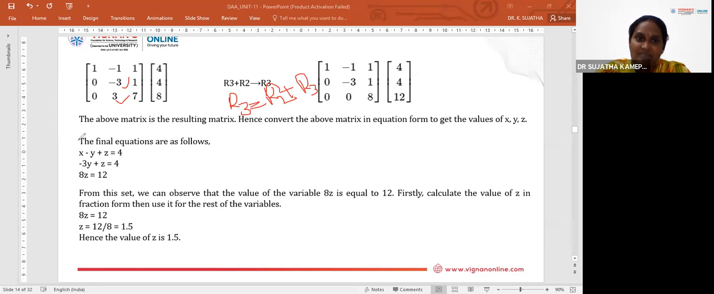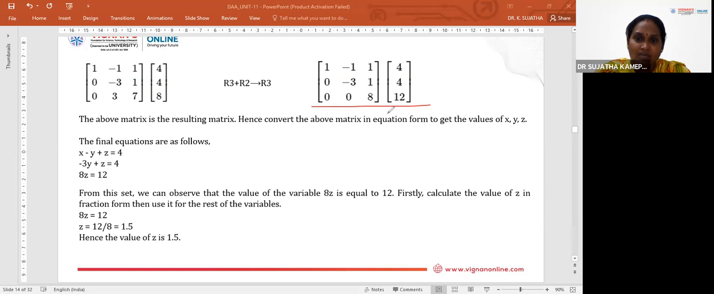Now the same thing I am doing: R3 is equal to R2 plus R3. That is 0 plus 0, which becomes 0 only. Here R3 plus R2: 3 plus minus 3 becomes 0. Now 7 plus 1 becomes 8. 4 plus 8 becomes 12. So finally, I get this reduced matrix.